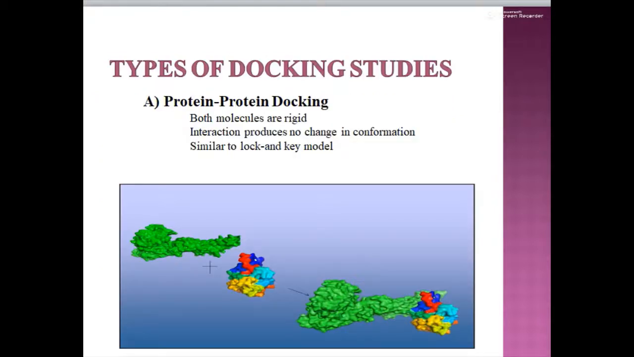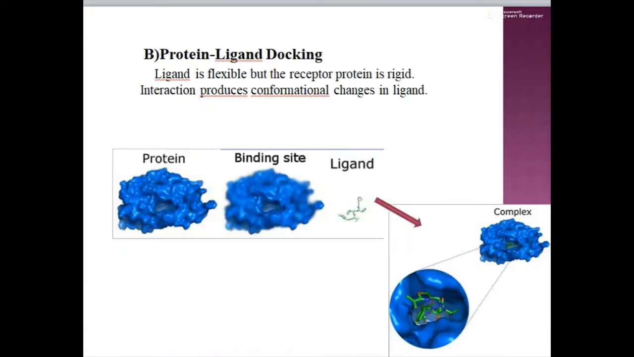And docking studies can be protein-protein docking studies, where the molecules are rigid and the interaction mainly happens between two different proteins, and the interaction will not produce any change in conformation. It is somewhat like a lock and key mechanism where you interact two different proteins. That's what protein-protein docking involves.